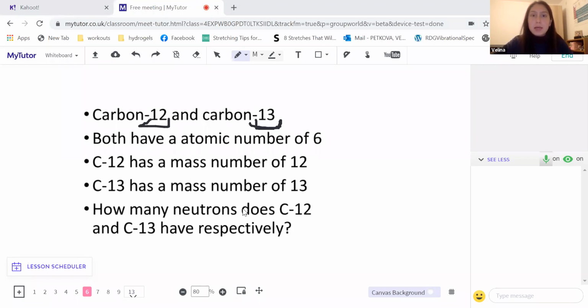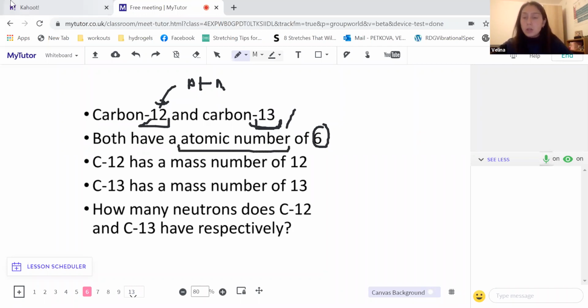So the mass number is 12, right? That means that is the total number of protons and neutrons. And we know that our atomic number is 6. So the atomic number is also the same as your proton number. So the atomic number is always equal to the number of protons. So we've got 6 protons and 12 protons and neutrons. Therefore, in this isotope, we have 6 neutrons.